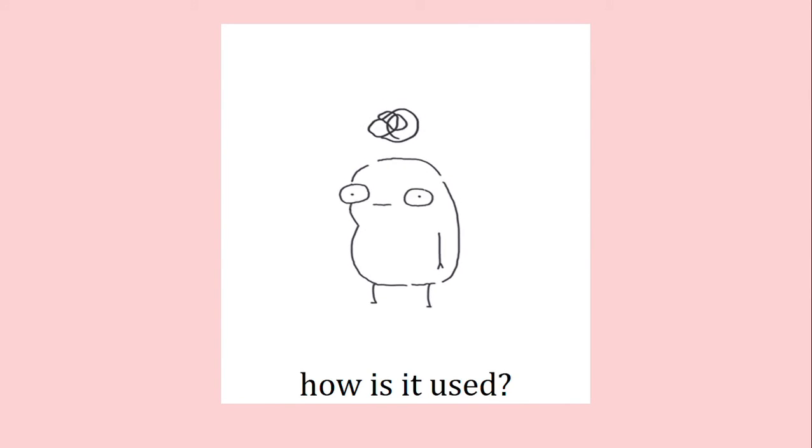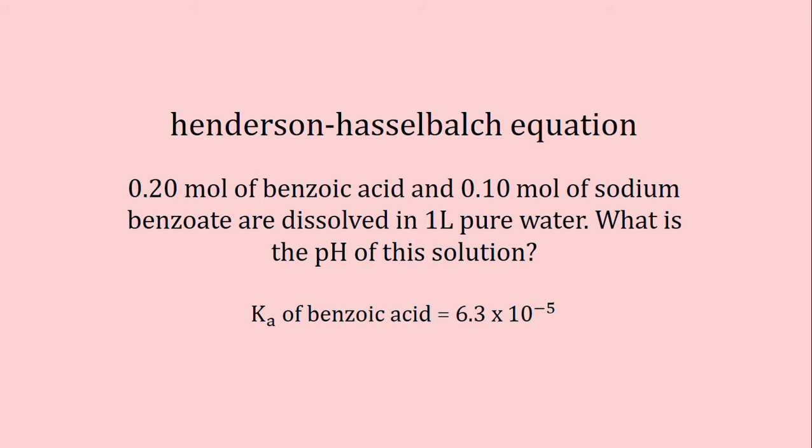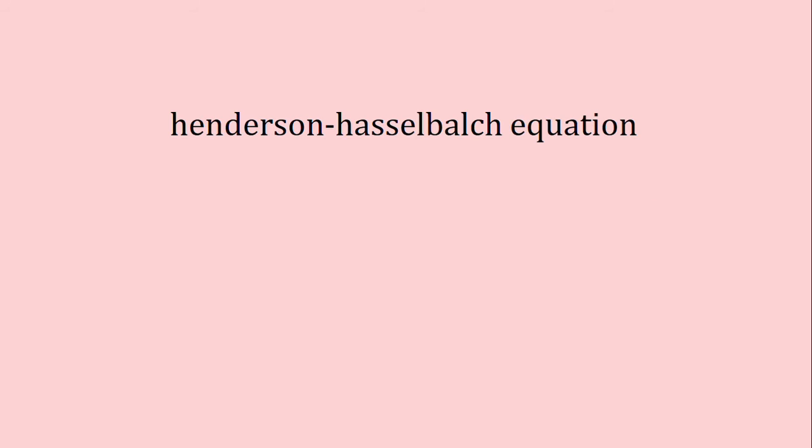We have a sample problem here to demonstrate the use of the Henderson-Hasselbalch equation. 0.20 moles of benzoic acid and 0.10 moles of sodium benzoate are dissolved in 1 liter of pure water. What is the pH of this solution? We are given the acid dissociation constant of benzoic acid, which is 6.3 times 10 raised to negative 5. So, how will we use the Henderson-Hasselbalch equation?